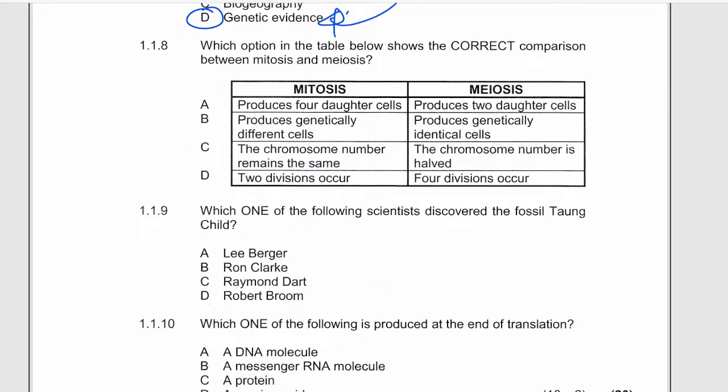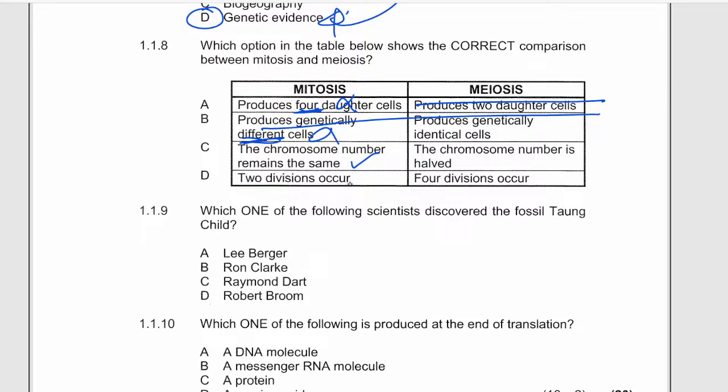All right, we continue with the next question, which is: which option in the table below shows the correct comparison between mitosis and meiosis? Which one is the correct comparison? If you look at meiosis and mitosis, they are looking for which one is the best. Okay, we find out that mitosis produces four daughter cells, that is out. So it means that this is also out, because once one is wrong, then the rest are wrong. Produce genetically different, that is out. Also out. Chromosome number remains the same. Yeah, looks to be good.